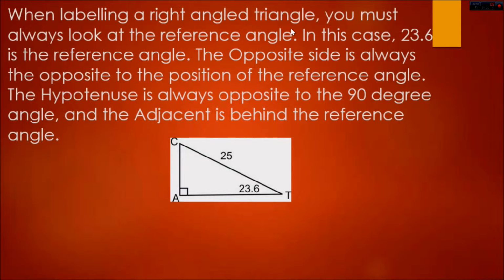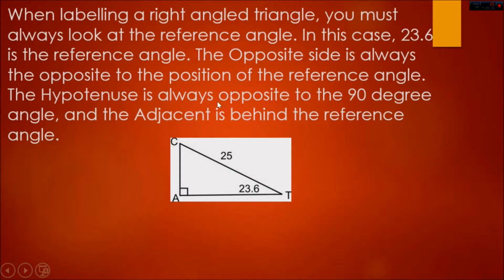When labeling a right angle triangle, you must always look at the reference angle. In this case, 23.6 is the reference angle. The opposite side is always the opposite of the position of the reference angle. Like you can see here, this is the reference angle. The opposite of it is always the opposite side. So this is the opposite side.